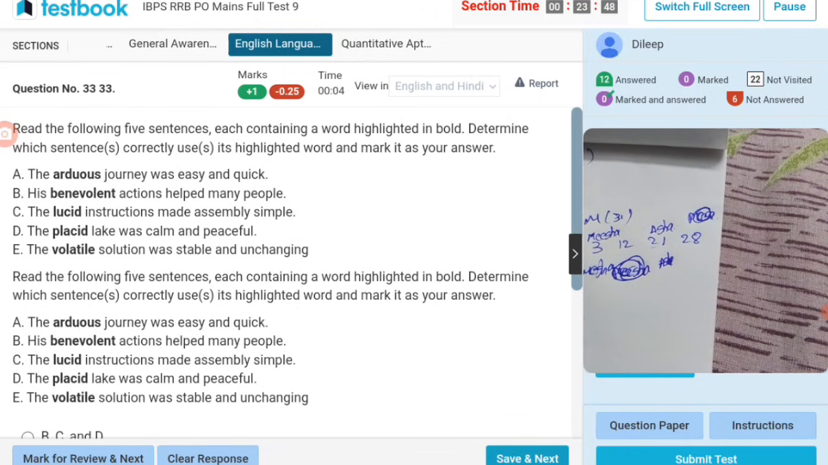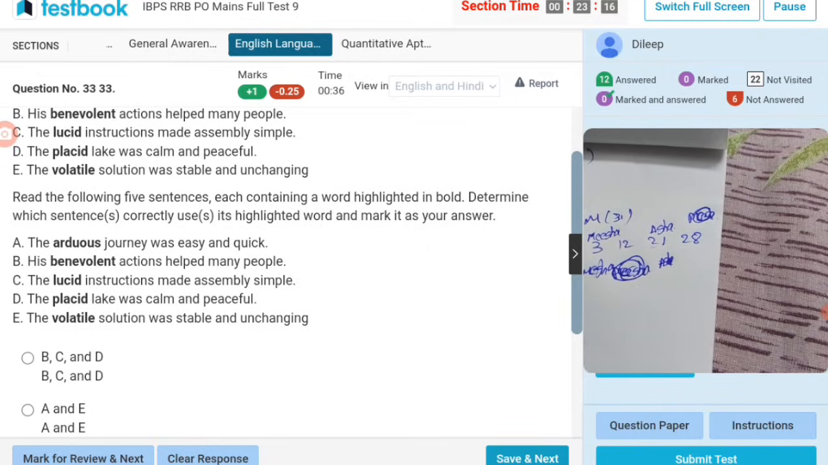Next. So read the following 5 sentences, each containing a word highlighted in bold. Determine which sentence correctly uses its highlighted word and mark it as your answer. Arduous journey. Benevolent. Lucid. So accepted, E.